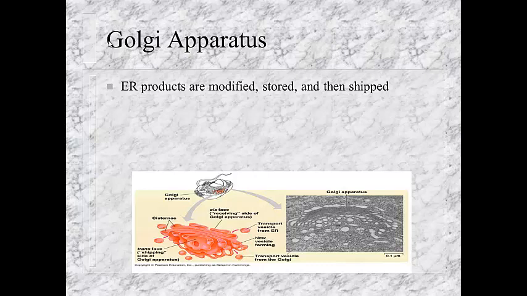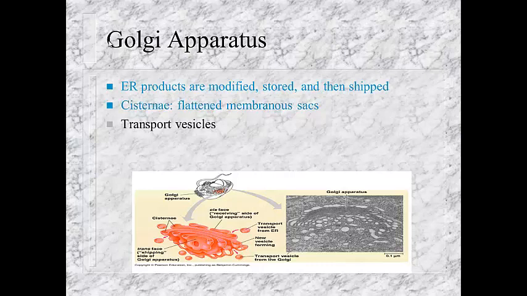So anything that's made in the ER is going to get modified, stored, and then shipped to another destination. Essentially, what it does is it gives it the destination at the Golgi. So you're this type of protein, here's your tag, you're going to go to a specific spot. The flattened membranous sacs are called cisternae. They have transport vesicles that bud off of them, so it can take the transported proteins to the membrane. And it also creates our lysosomes.